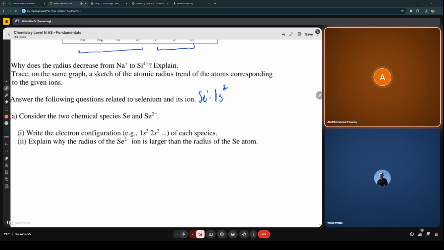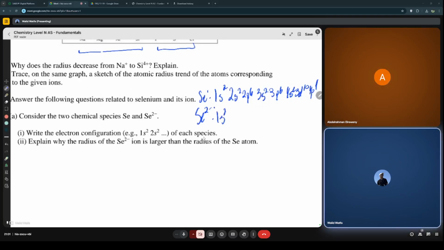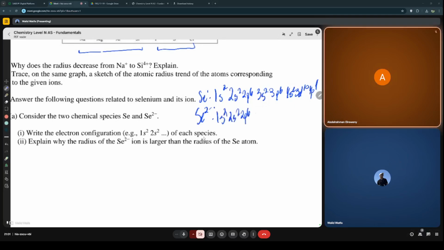Okay, so 1s2, 2s2, 2p6, 3s2, 3p6, 4s2, 3d10, and 4p4. The ion. So same thing, but 4p6. Perfect. Just give me one second, sorry.